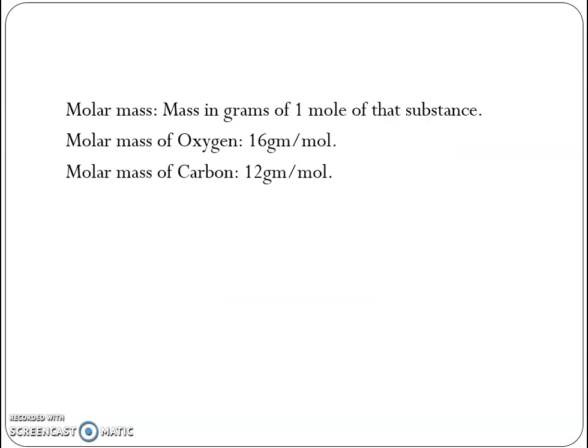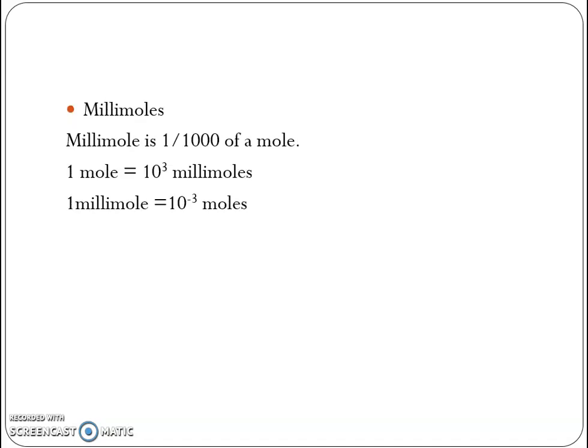So how can you calculate molar mass? Mass in grams of 1 mole of the substance is known as its molar mass. Molar mass of oxygen is 16 gram per mole. It means that 1 mole of oxygen weighs 16 gram. Molar mass of carbon is 12 gram per mole. This means that 1 mole of carbon will weigh 12 grams. Millimoles. Millimoles is 1 upon 1000 of a mole. So we can say 1 mole is 10 raised to power 3 millimoles, or you can say 1 millimole is 10 raised to power minus 3 moles.